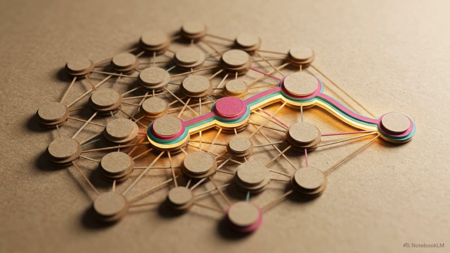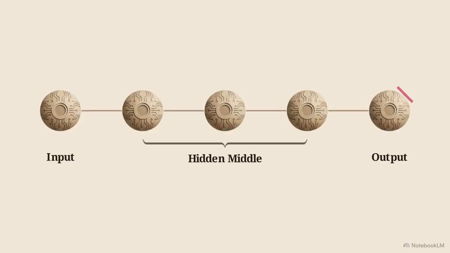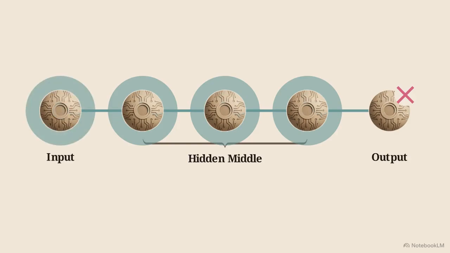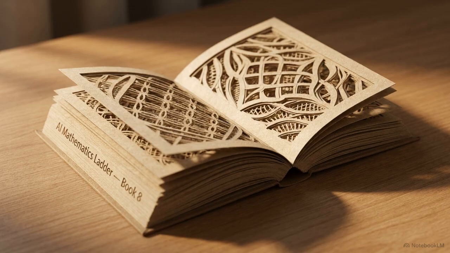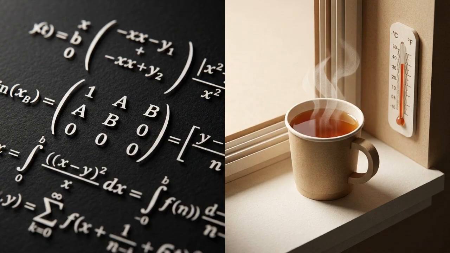The central problem of machine learning is the return journey. We must ask how an error at the end of a long sequence sends a corrective signal back through the hidden connections that shaped the answer. AI Mathematics Ladder, Book 8, approaches this question from first principles. It treats complex networks not as abstract math, but as a series of observations rooted in the mechanics of everyday life.